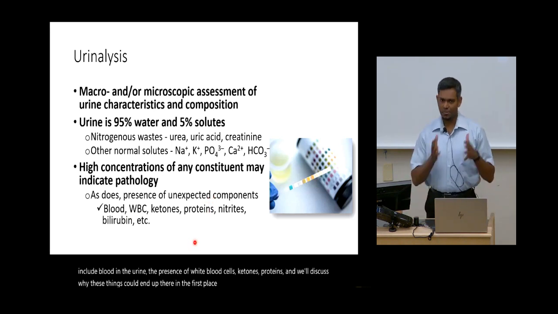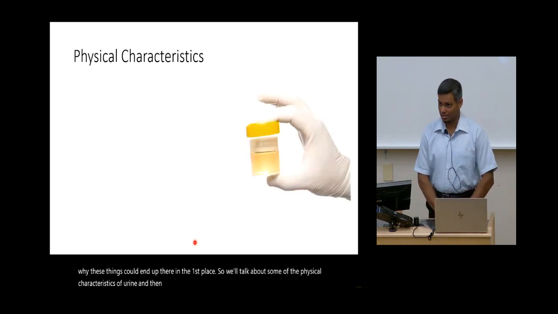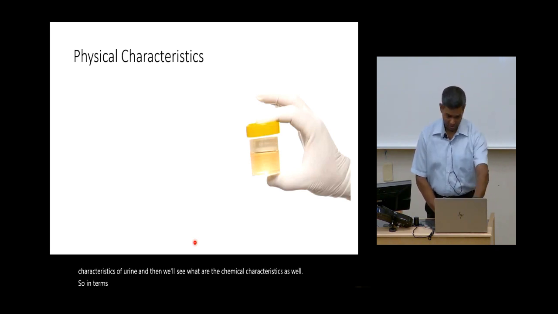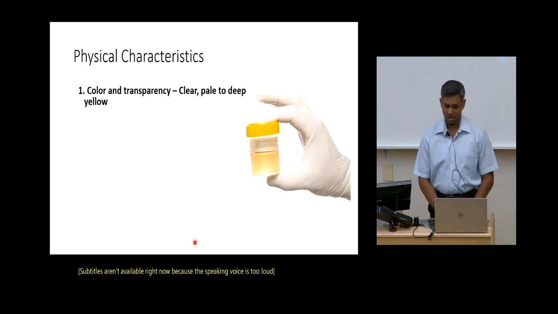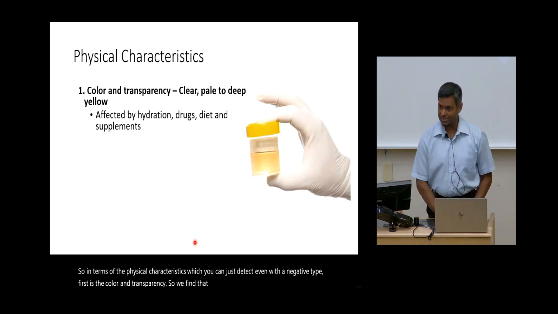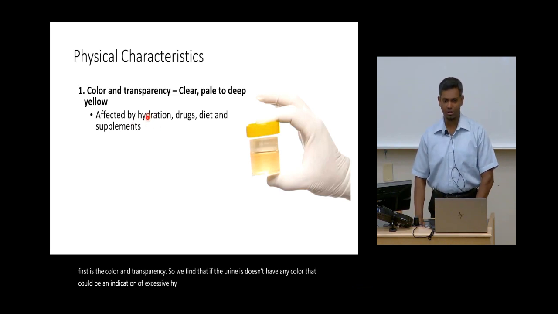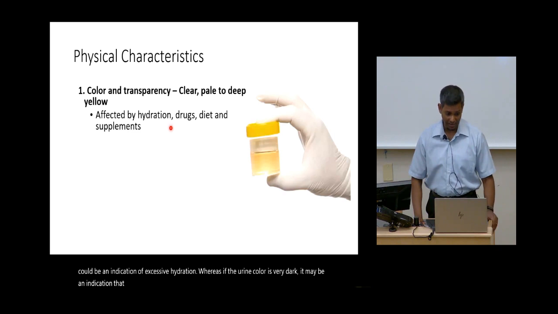So we'll talk about some of the physical characteristics of urine, and then we'll see what are the chemical characteristics as well. So in terms of the physical characteristics, which you can just detect even with the naked eye, first is the color and transparency. So we find that if the urine doesn't have any color, that could be an indication of excessive hydration, whereas if the urine color is very dark, it may be an indication that a person is not well hydrated.